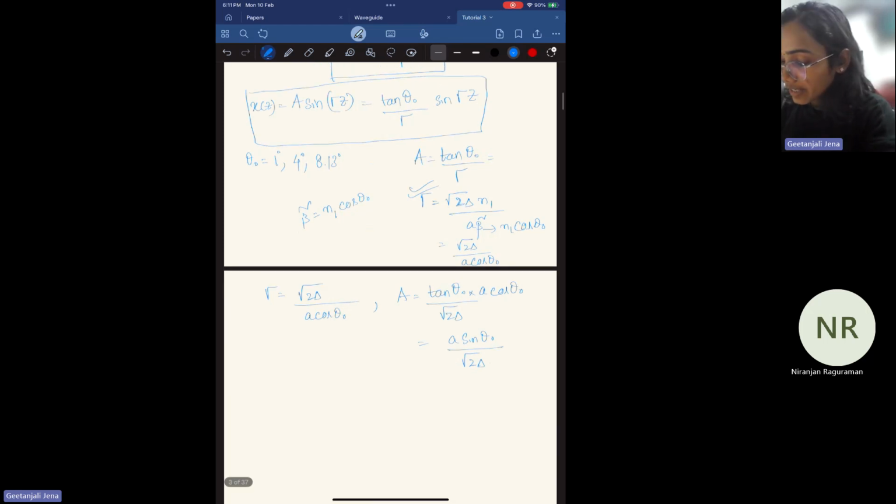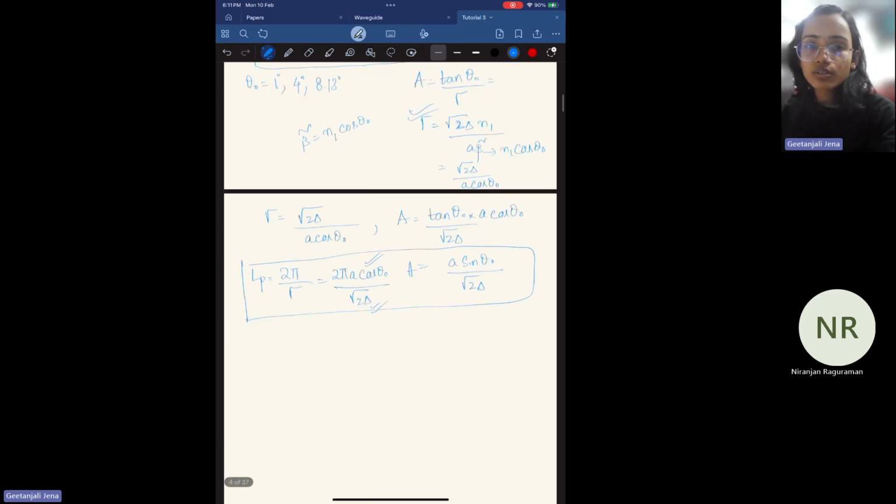We have a sine theta 0 by root over of 2 delta for the amplitude. And for the periodic length, if you recall, LP equals 2 pi over gamma, so it is 2 pi a cos theta 0 over root over of 2 delta. All the factors we know, theta 0 we know and delta is already given, so we can easily calculate it.